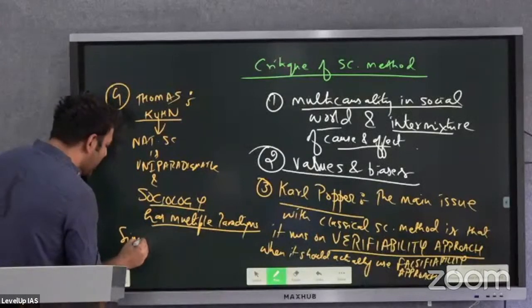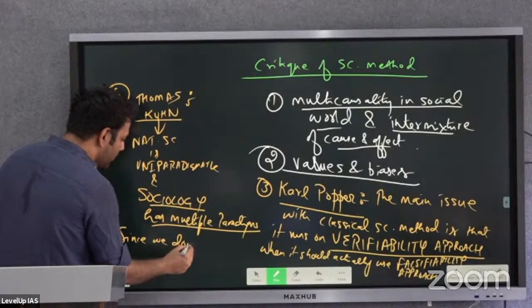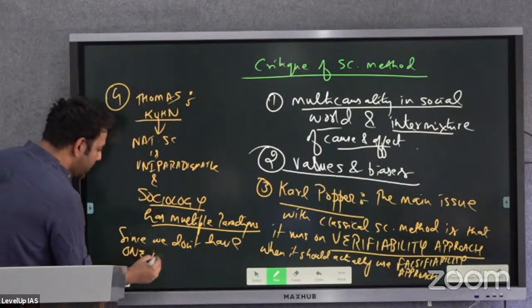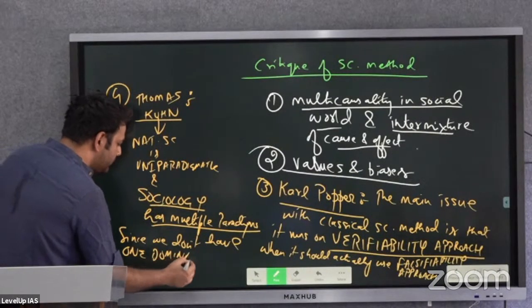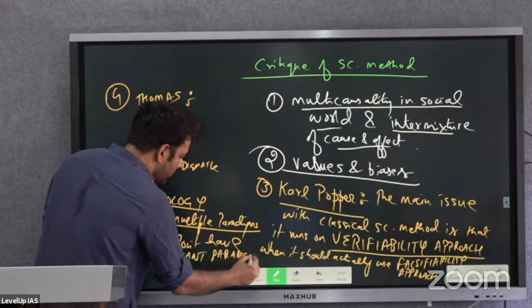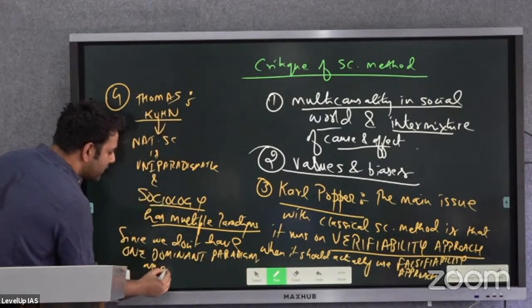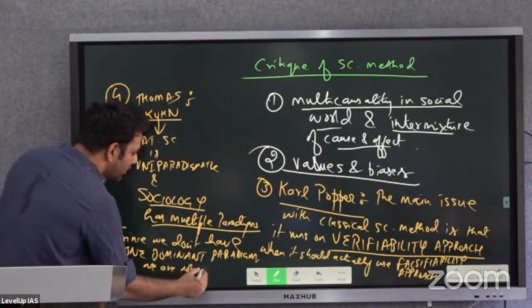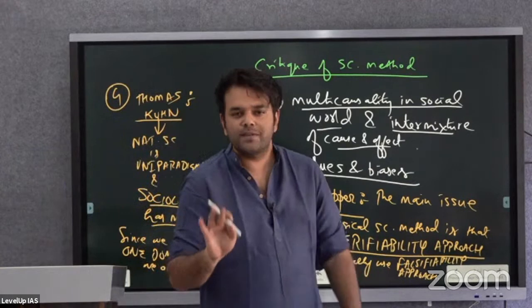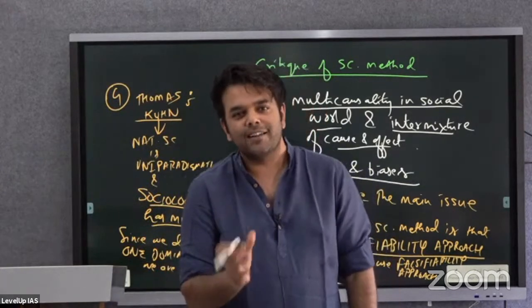Since we don't have one dominant paradigm, we are not science. At max, Thomas Kuhn says that sociology is a young science.